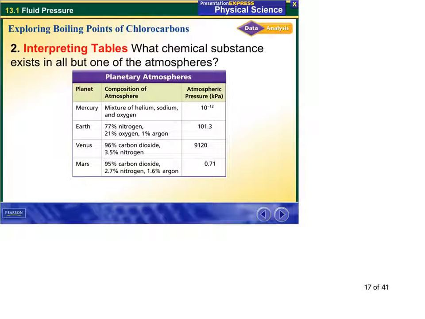And what chemical substance exists in all but one of the atmospheres? Look at it, try it. And we see nitrogen. Nitrogen is there, nitrogen is there, nitrogen is there. But we have no nitrogen in Mercury.